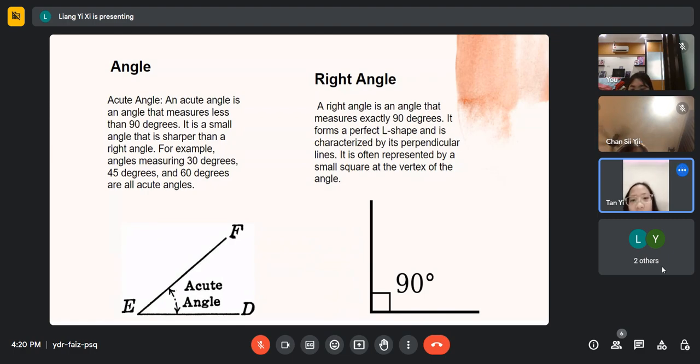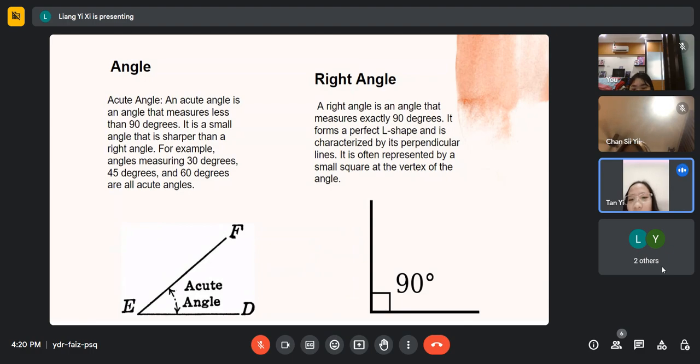Acute angle. An acute angle is an angle that measures less than 90 degrees. It is a small angle that is sharper than a right angle. For example, angles measuring 30 degrees, 45 degrees, and 60 degrees are all acute angles.